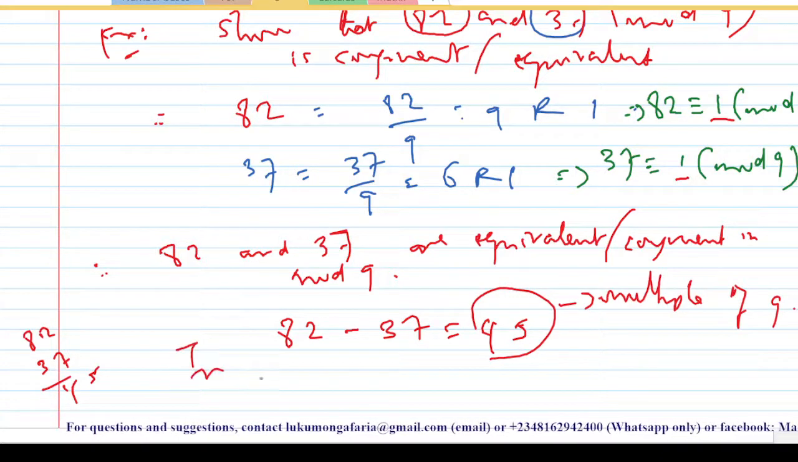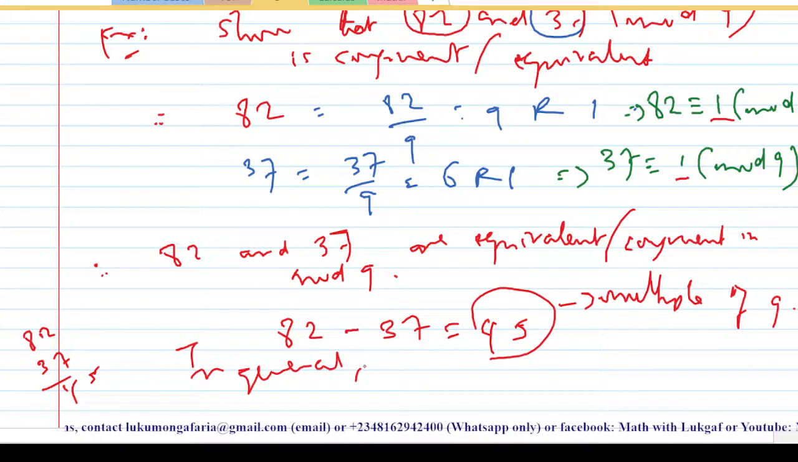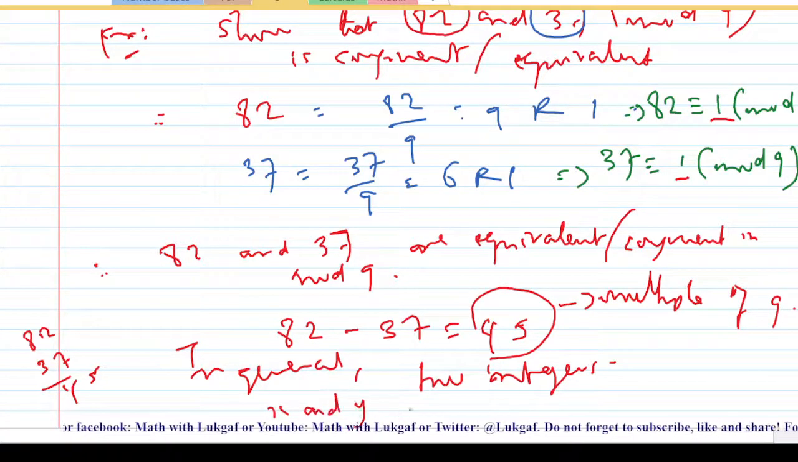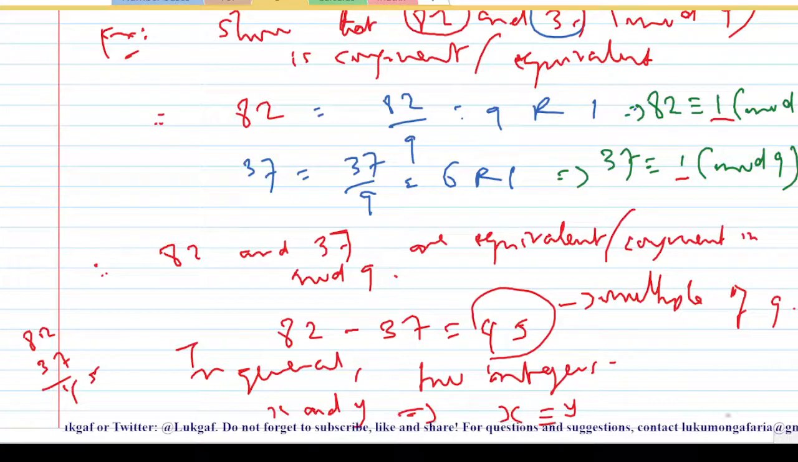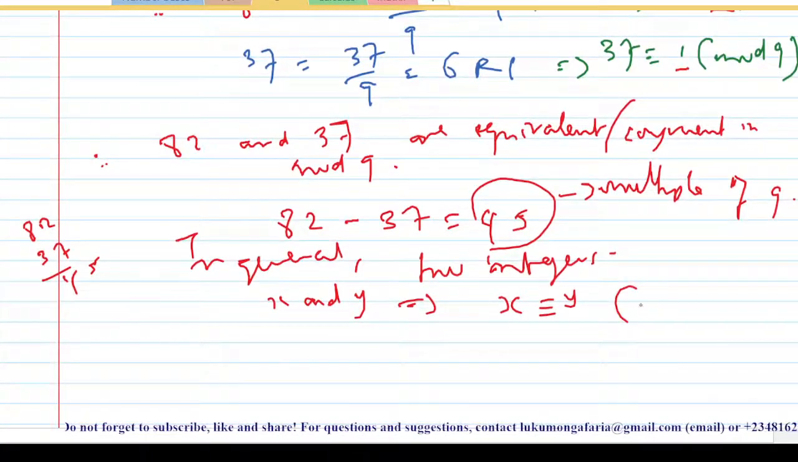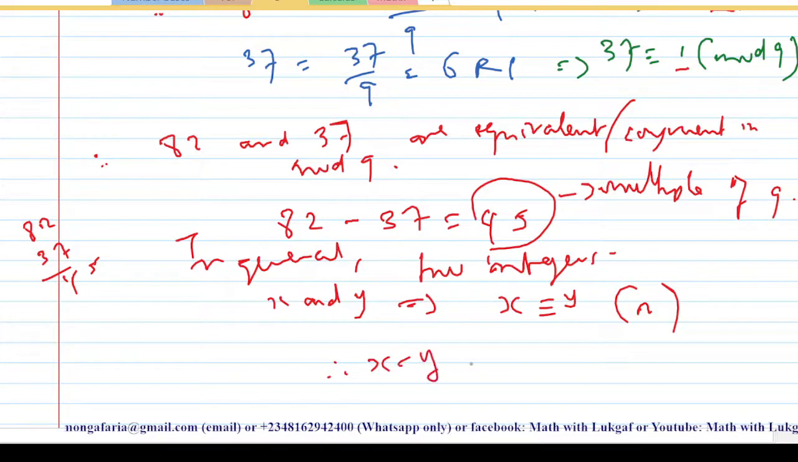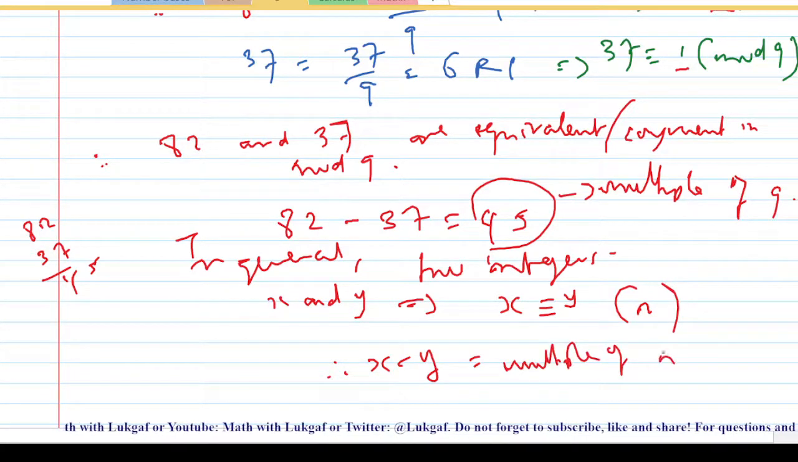So in general, when you have two integers, x and y, and you say these two integers x and y are congruent under modulo, let's say under modulo n, then their difference, when you subtract x minus y, will be a multiple of n, where n is the modulo you are operating.